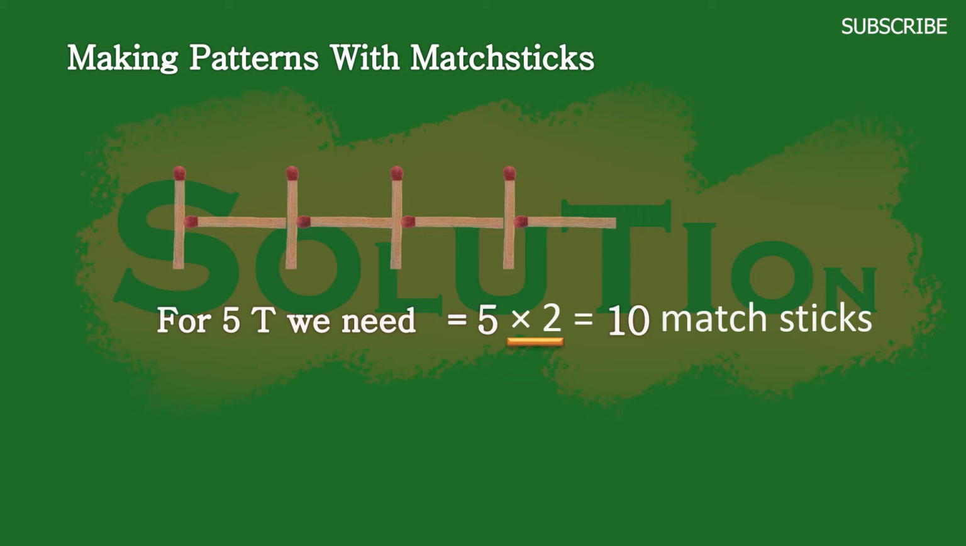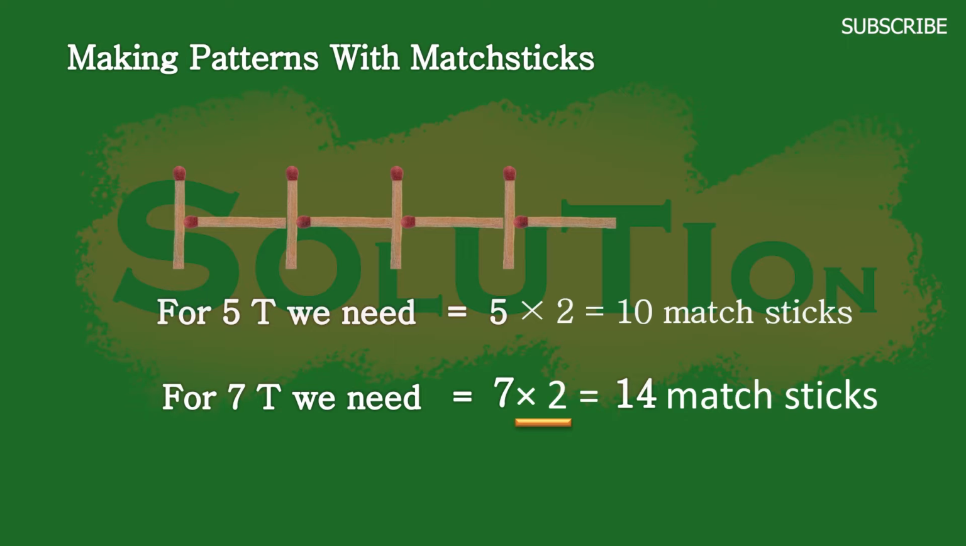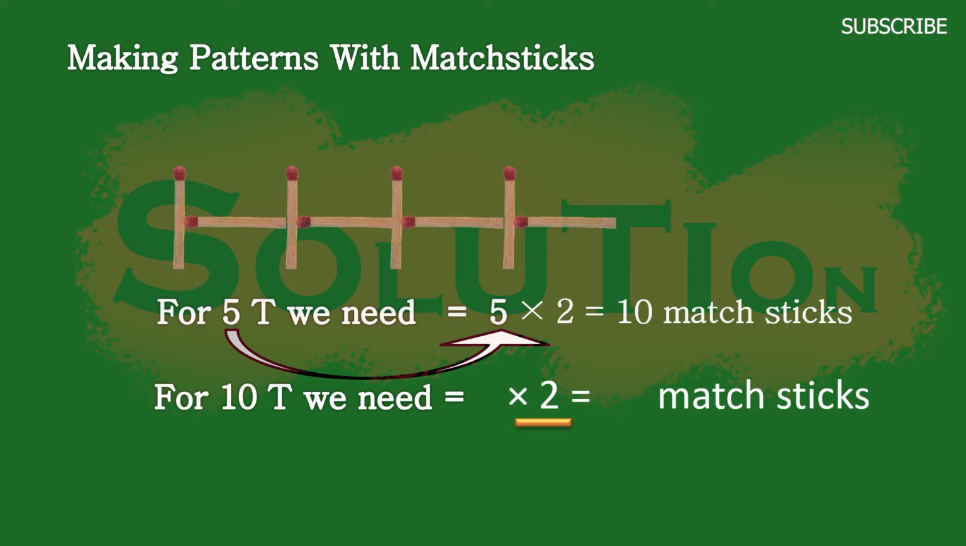So if we follow a similar pattern, then for 5T we'll be using 5 into 2. For 7T we'll be using 7 into 2, right? So for 5T I am multiplying with 5, into 2 is common. For 7T I will be multiplying with 7, and into 2 is common. Can you guess what I will write here for 10T? With which number will I be multiplying? Yes, definitely it will be 10, and 20 matchsticks we need, right? So I can get the pattern.